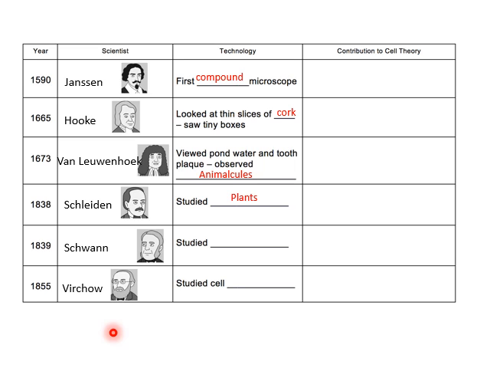Schleiden, this guy was studying plants in Germany. The Schwann, he studied animals. The way that I always remember, actually, was a student who mentioned it, and it's so smart.